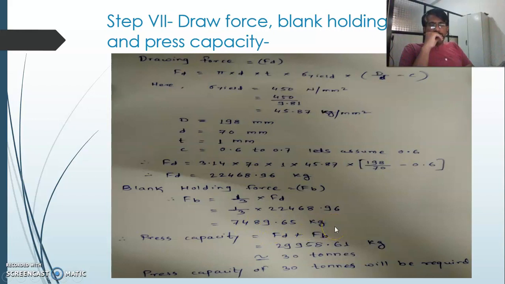7,489.65 kg. By adding this blank holding force and the draw force, we get the press capacity, and in this case the press capacity becomes 29,958.61 kg after addition of FD plus FB. So we can say that an approximately 30-ton capacity machine will be required so that this operation can be completed. Thank you.